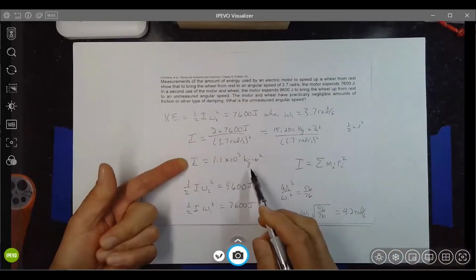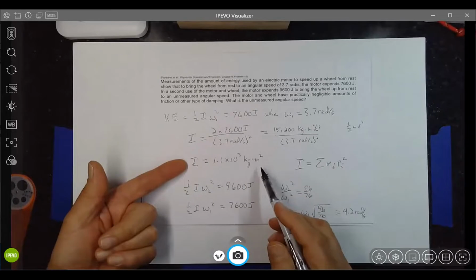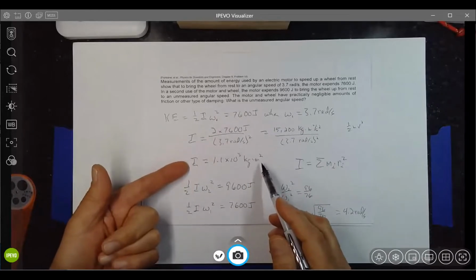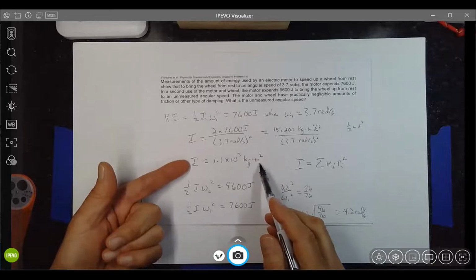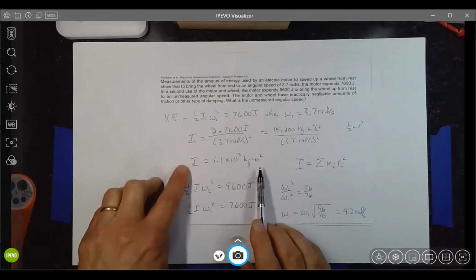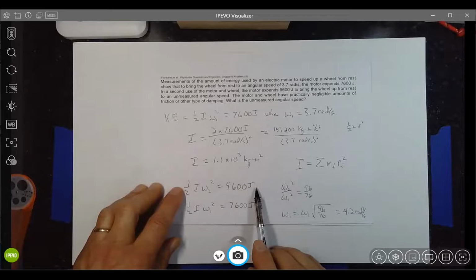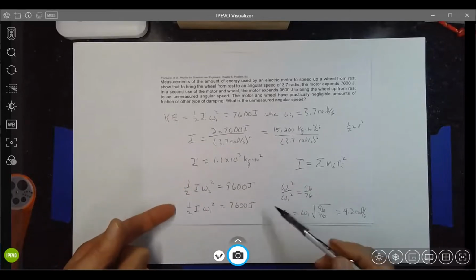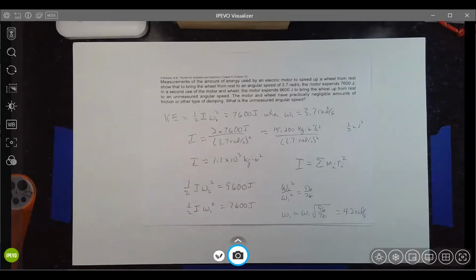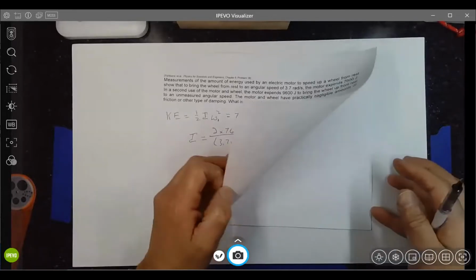So I did this just as an exercise to show how you could figure out the rotational inertia of something and its units as well. But we could have then used that here, but we didn't have to. I would have preferred to do it this way. The math is just easier and fewer steps. Okay, let's see if we can get another one done here.